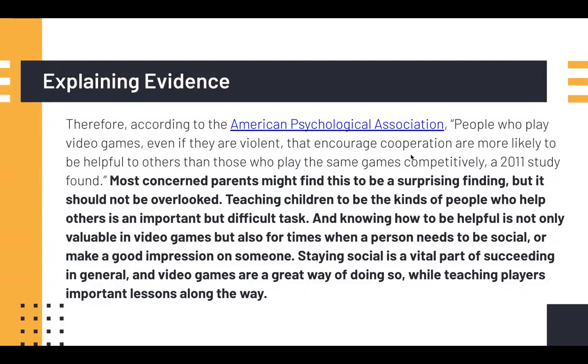So, again, we're talking about encouraging cooperation. We're talking about how the video games do that. And this writer explains it, makes an interesting point here to say that, look, parents might be surprised that even violent video games can build this, but then they expand on the idea of cooperation and helping other people and why that's important. This starts to be very persuasive to me. They're explaining why we care about these skills, not just that these skills are available in the video games that kids are playing. So, when you're looking at this example, pay attention to some of the moves this writer makes.